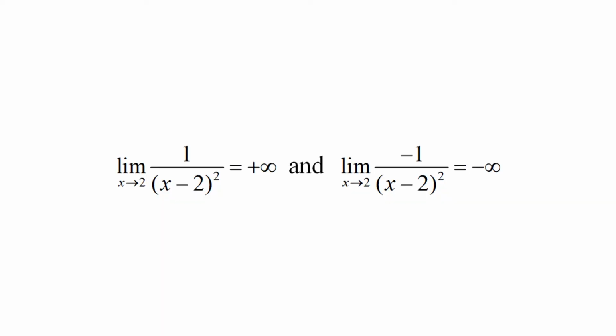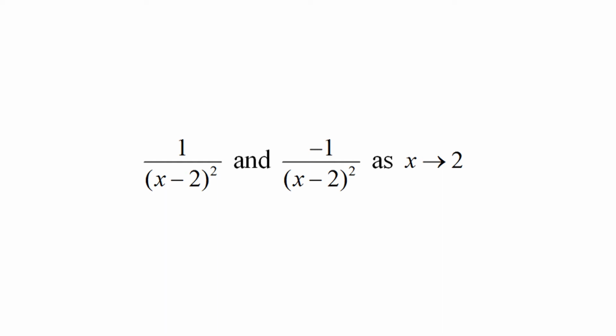As another example, since the limit of 1 upon (x minus 2) whole square as x approaches 2 is positive infinity, and the limit of negative 1 upon (x minus 2) whole square as x approaches 2 is negative infinity, it follows that the limit of the rational function 1 upon (x minus 2) whole square and negative 1 upon (x minus 2) whole square as x approaches 2 does not exist.